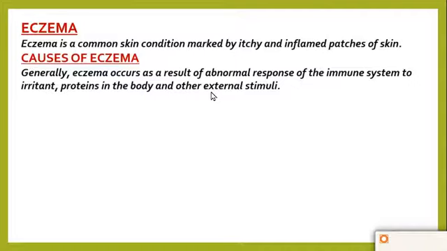Now, irritants here come from the use of some detergents or ointments which the skin becomes allergic to, and also proteins in the body and other external stimuli, that is, external factors. Now let's look at some specific causes of eczema.